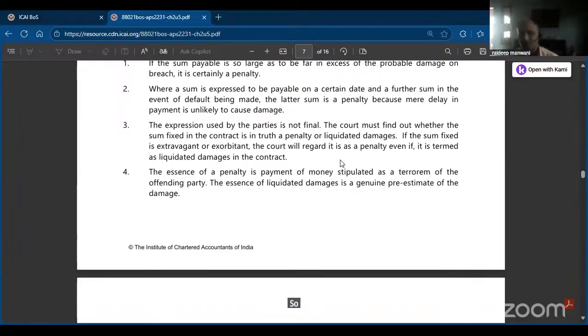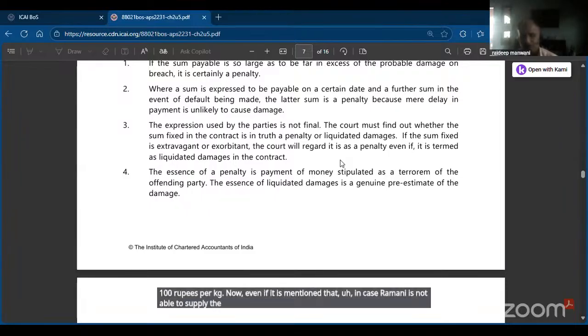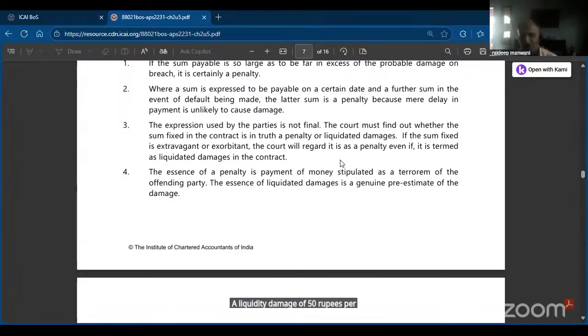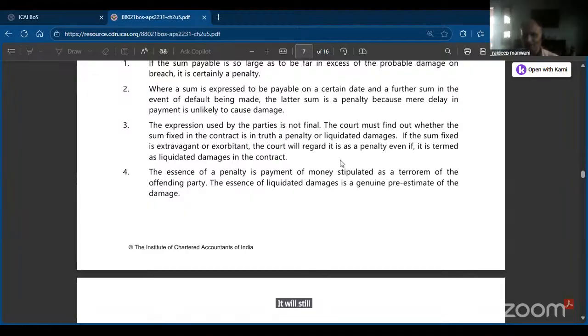So I remember we did that case of Ramani supplying 100 kgs of mangoes to Adrut at 100 rupees per kg. Now, even if it is mentioned that in case Ramani is not able to supply the mangoes at 100 rupees per kg, a liquidated damage of 50 rupees per kg will be charged. Even though it's written liquidated damages, it's exorbitant, 50 rupees per kg extra for not supplying the mangoes, so it will still be considered a penalty.